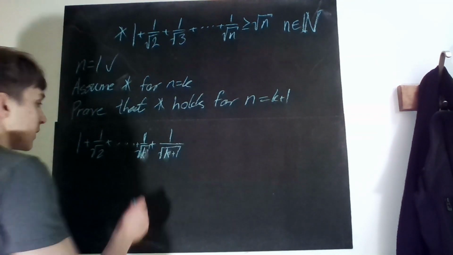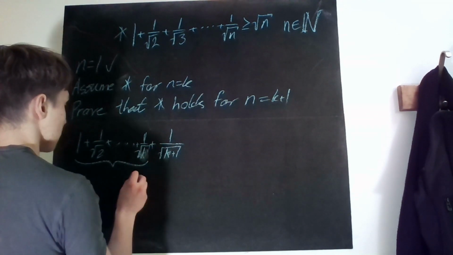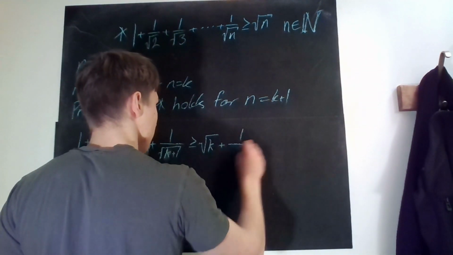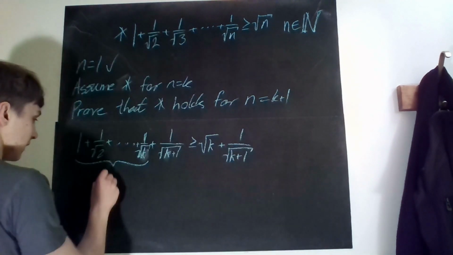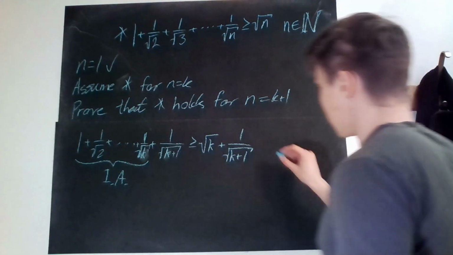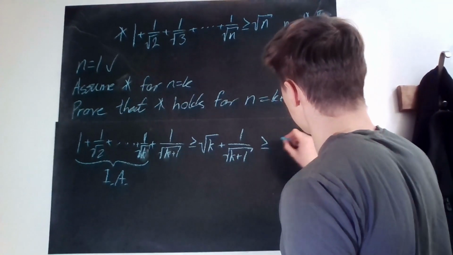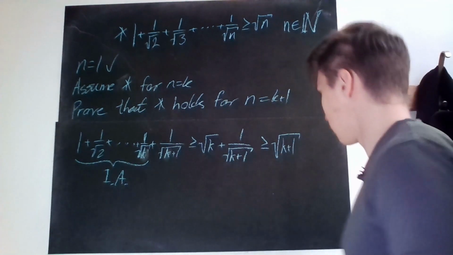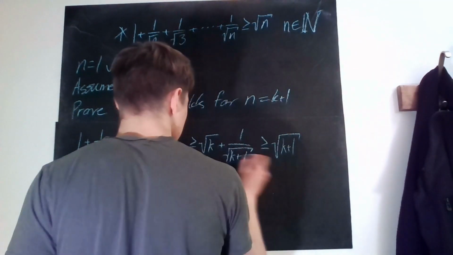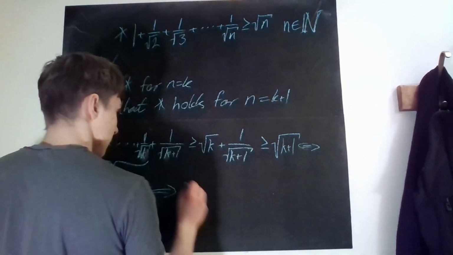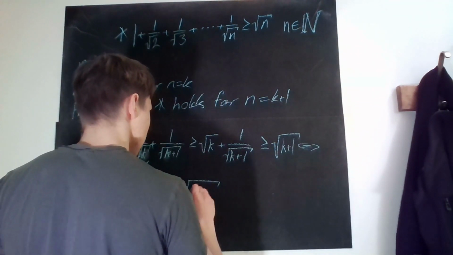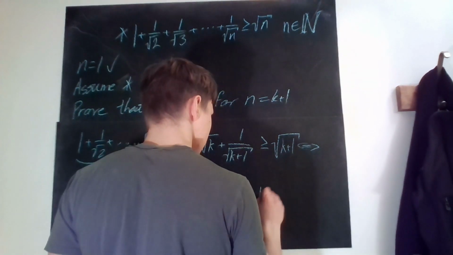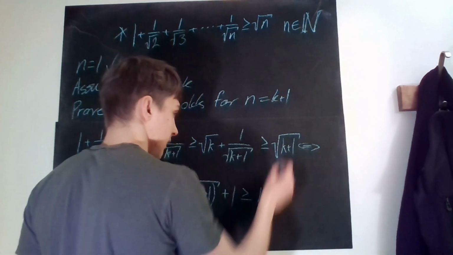But firstly, we can just note that from our induction assumption, this thing here is larger than or equal to the square root of k plus 1 over the square root of k plus 1. And then this is supposed to be larger than the square root of k plus 1. And now we just multiply by the square root of k plus 1 everywhere because that's a strictly positive number. So then we would get the square root of k times k plus 1 plus 1 being larger than k plus 1, because the square roots cancel out.